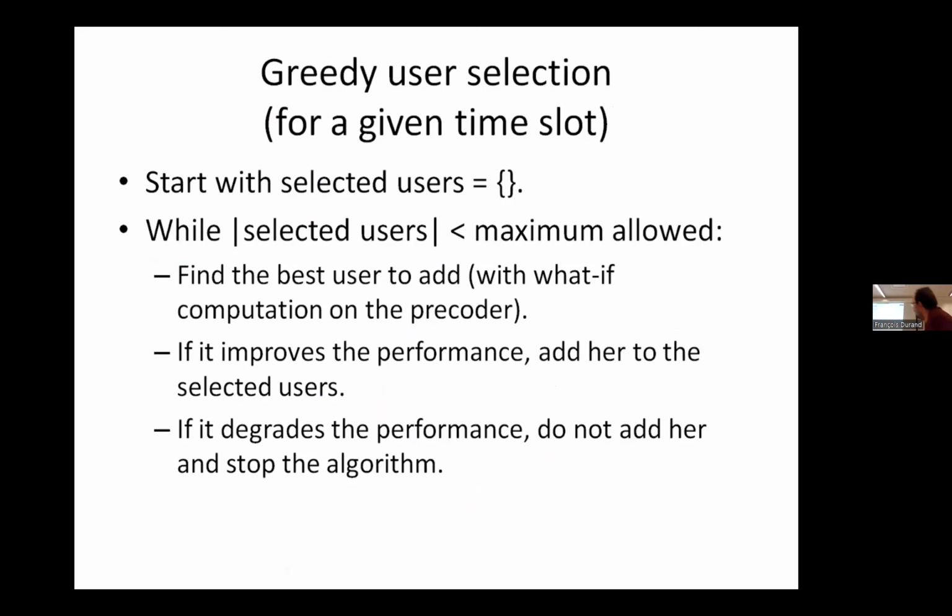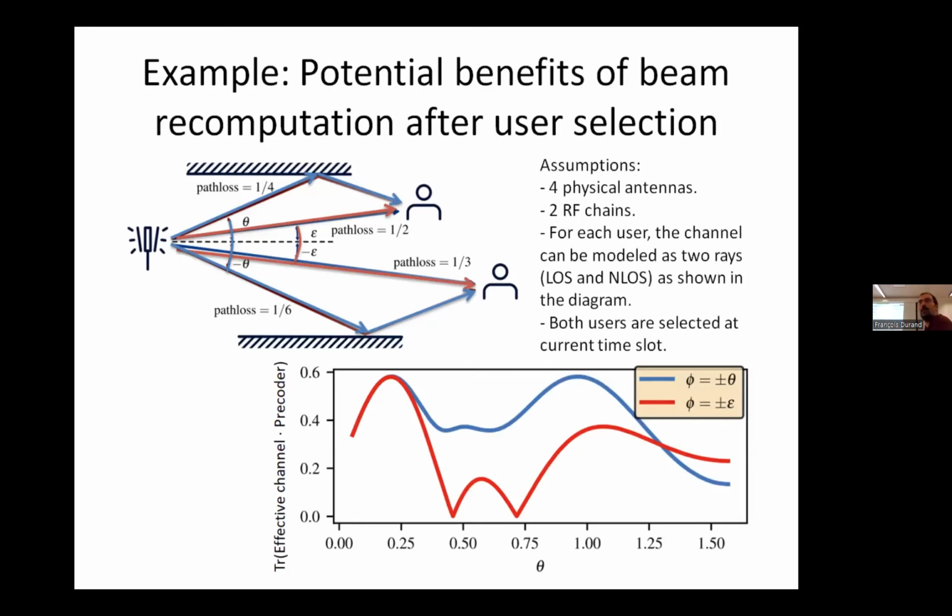Okay, so of course this is a very simple and naive example. So we will try to see what happens with a more reasonable user selection algorithm. François, you have a question? Yes, I'm trying to figure out.